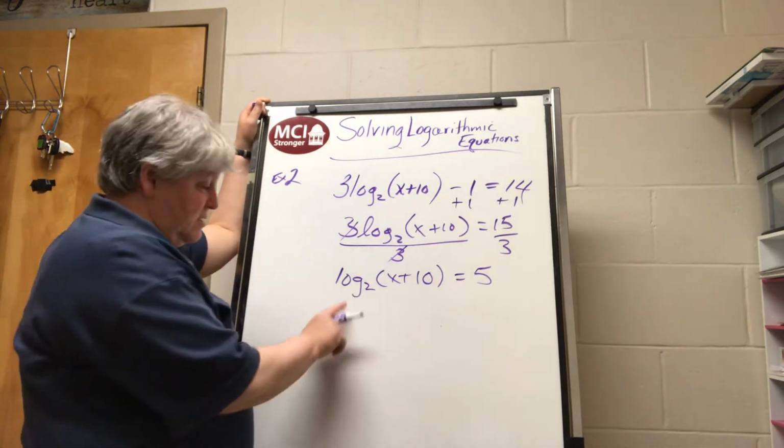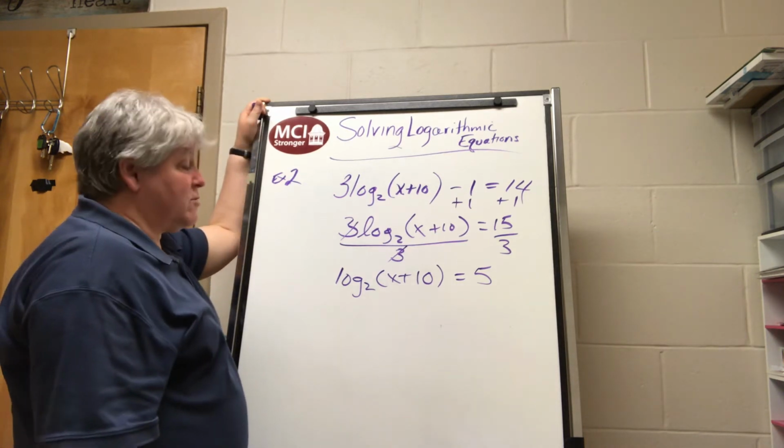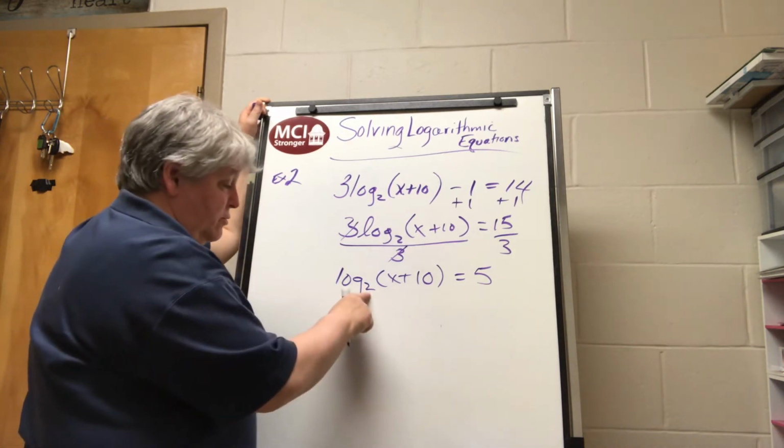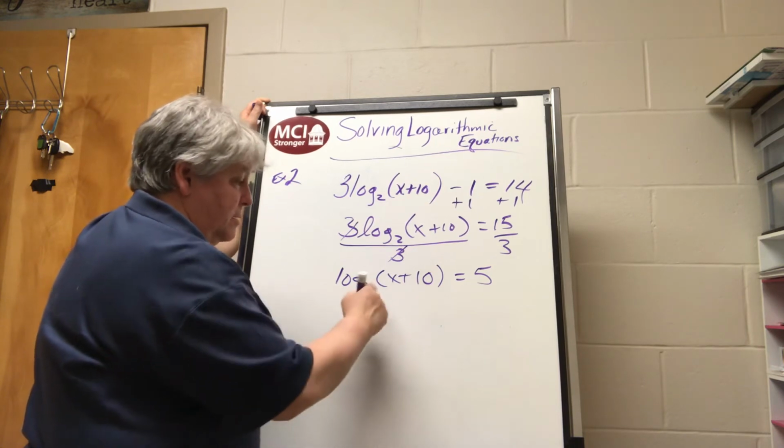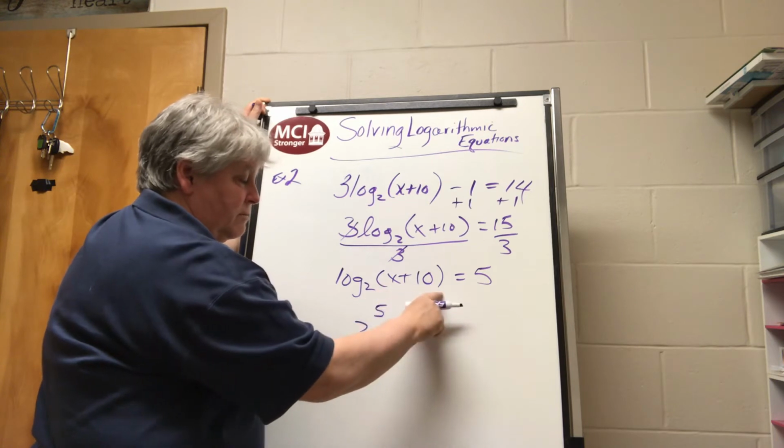Now that we have this all alone, it's time to rewrite it in exponential form. So we say 2 to the 5th power is equal to the argument.